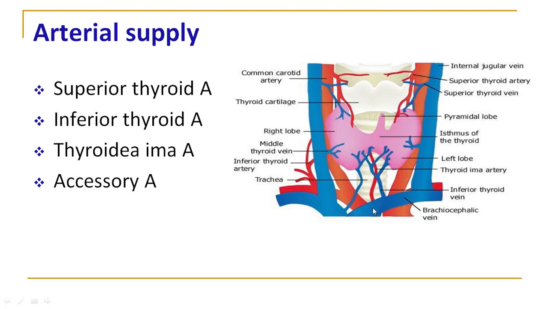Rarely, the arch of aorta can also give a branch towards the isthmus, which is called arteria thyroidea ima, or you can call it the thyroid ima artery. Occasionally, accessory branches supplying the trachea can also come and supply the thyroid gland.